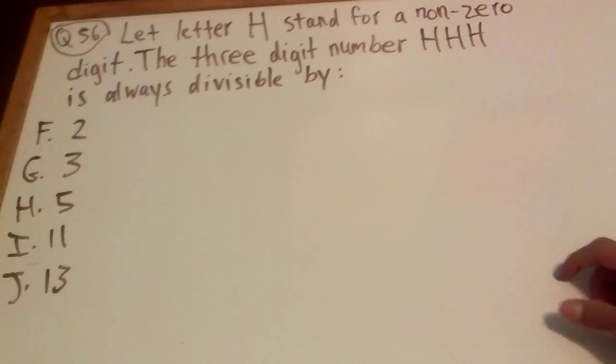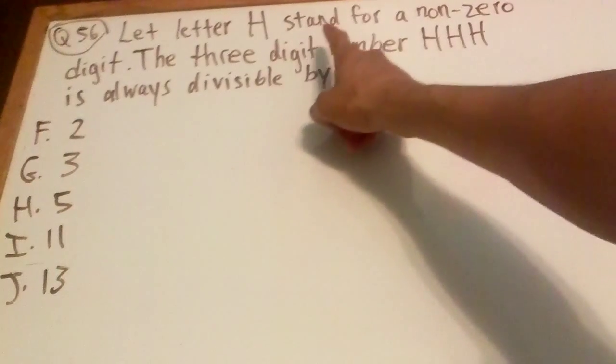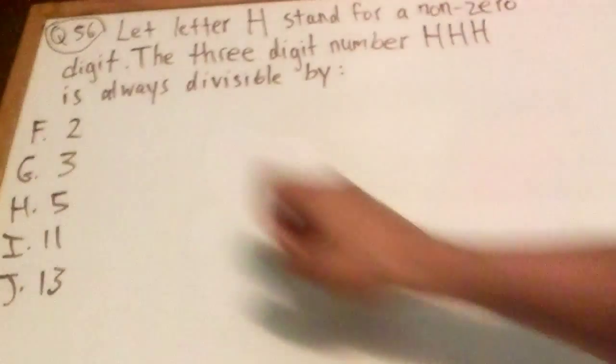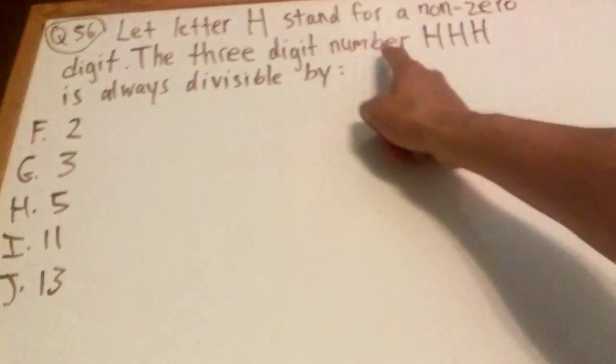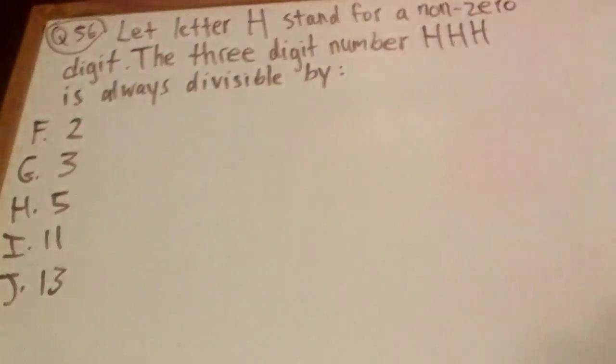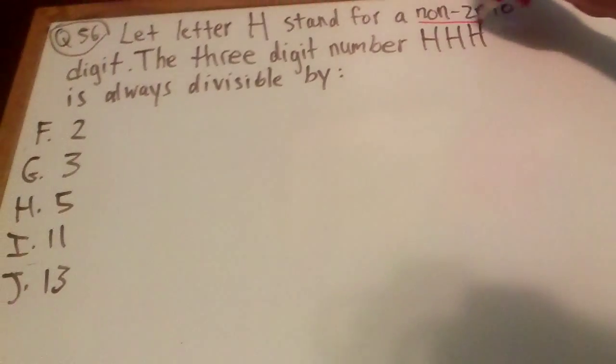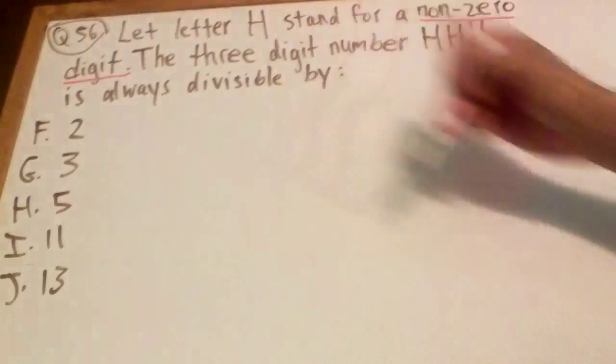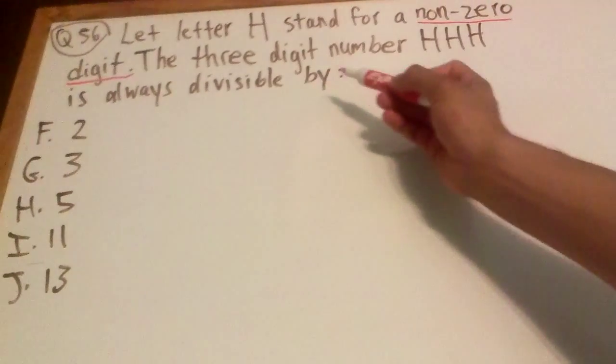And what it's asking us here is, let the letter H stand for a non-zero digit. The 3-digit number, HHH, is always divisible by which of the following? Let's reread that, and this time, write down what's important. Let the letter H stand for a non-zero digit. The 3-digit number, HHH, is always divisible by.